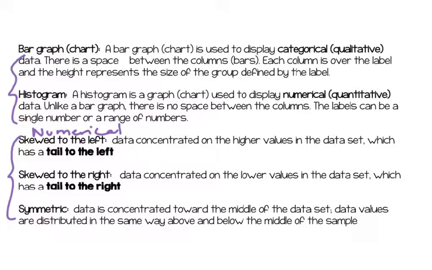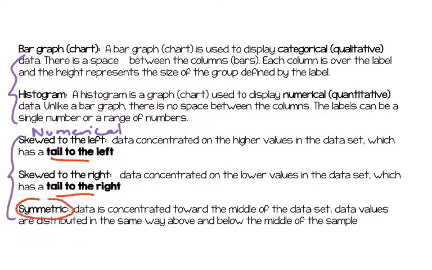And so when data is skewed to the left, it means that the data is concentrated on the higher values, and so there's not very many on the lower values. And so there's what we call a tail to the left. Skewed to the right is the opposite. The data is concentrated on the lower values, and so it has a tail to the right. We'll look at some pictures in just a second.